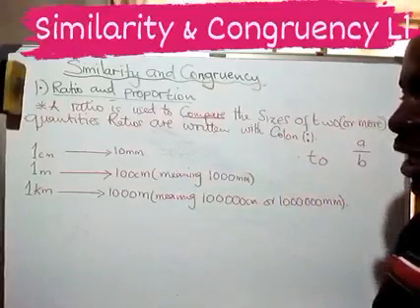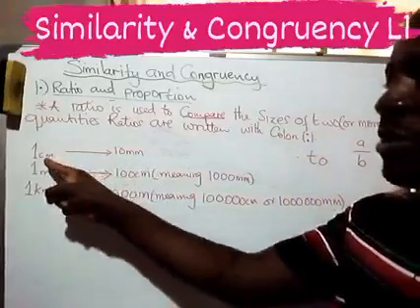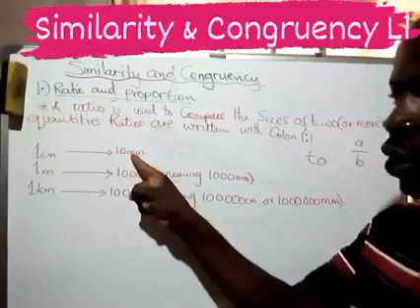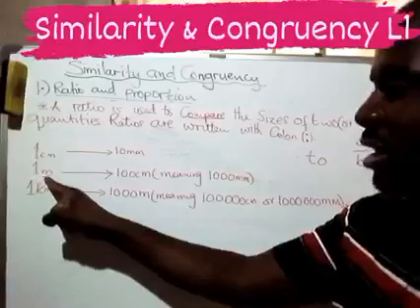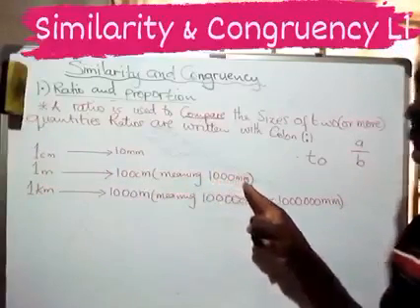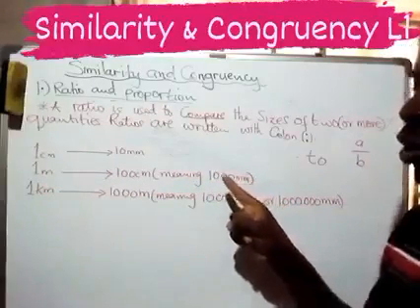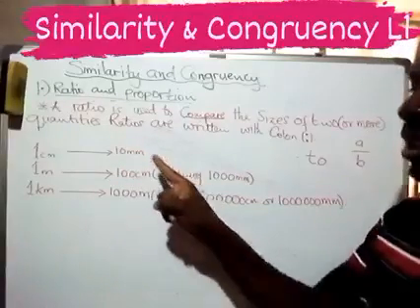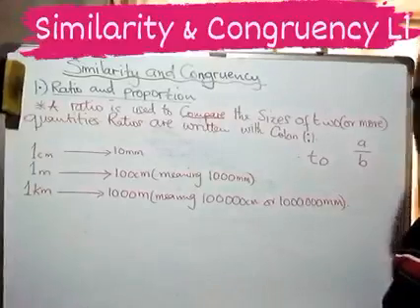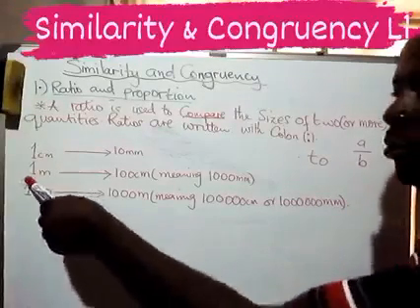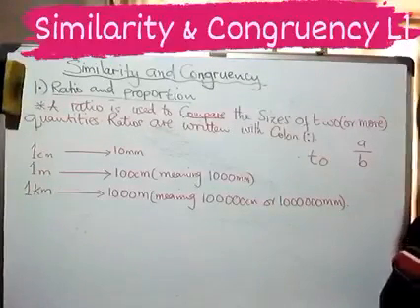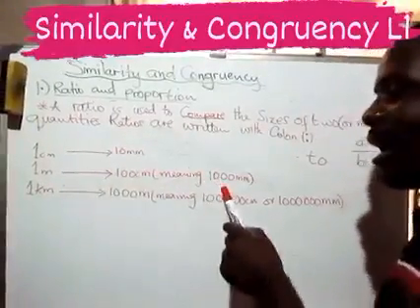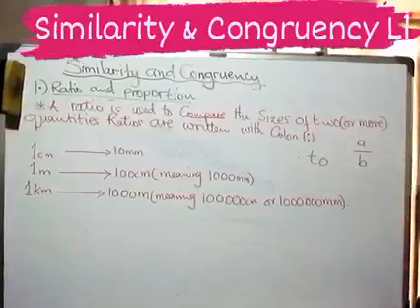This tells us that if in 1 centimeter there are 10 millimeters, then in 1 meter there are 1000 millimeters, because we just multiply the 100 centimeters by 10 millimeters. So in 1 meter, there are 1000 millimeters.